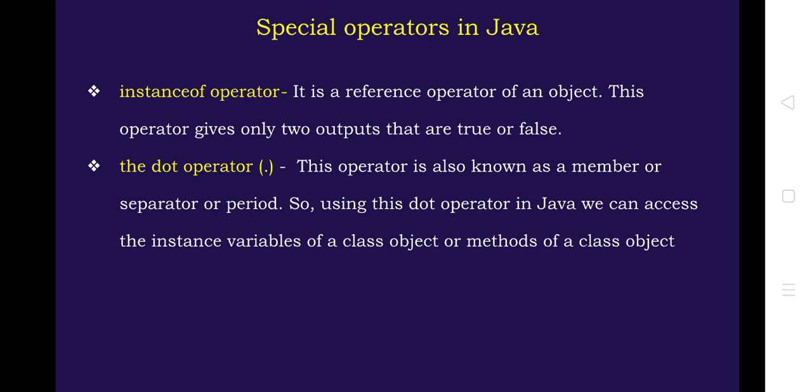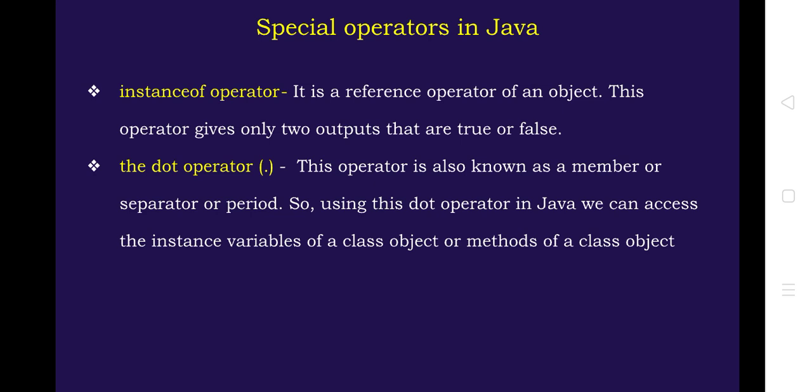Suppose we create an object for a class, and after some time we check whether the object belongs to the class or not. For that we use the instanceof operator. If the particular object is created for that class, then the answer will be true, or else it will be false. And the next one is the dot operator.